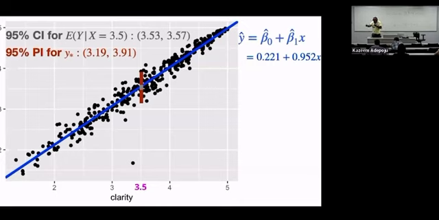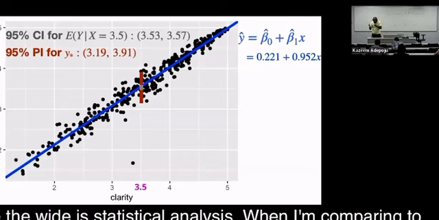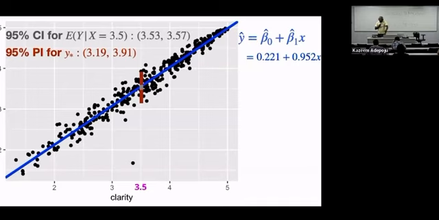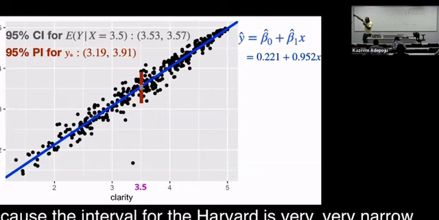Then let me tell you this. In statistical analysis, when I'm comparing two intervals, I'm basically going to go for the narrow one. And that is why the one that is narrow is the average one. That is why in statistics we normally focus on the average. We don't talk about just individual prediction. We talk about average prediction. You know why? Because the interval for the average is very, very narrow.